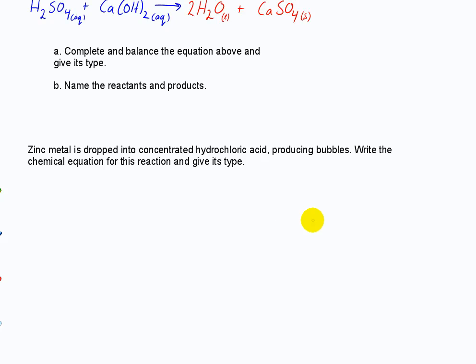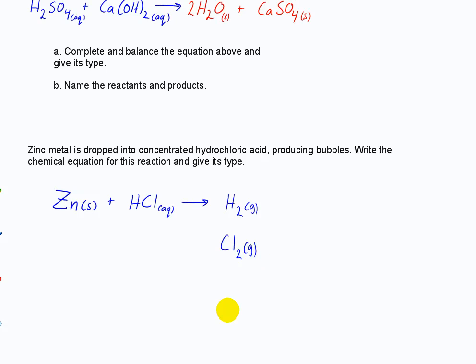Okay, let's look at this. Zinc metal is dropped into concentrated hydrochloric acid. So that part we should be able to write fairly easily. Zinc solid and aqueous HCl. Okay, it produces bubbles. What's a gas that can be produced from those reactants? There's actually two choices, one I didn't think about, but hydrogen and chlorine. So let's look at both of them. So we could either make hydrogen gas or chlorine gas.